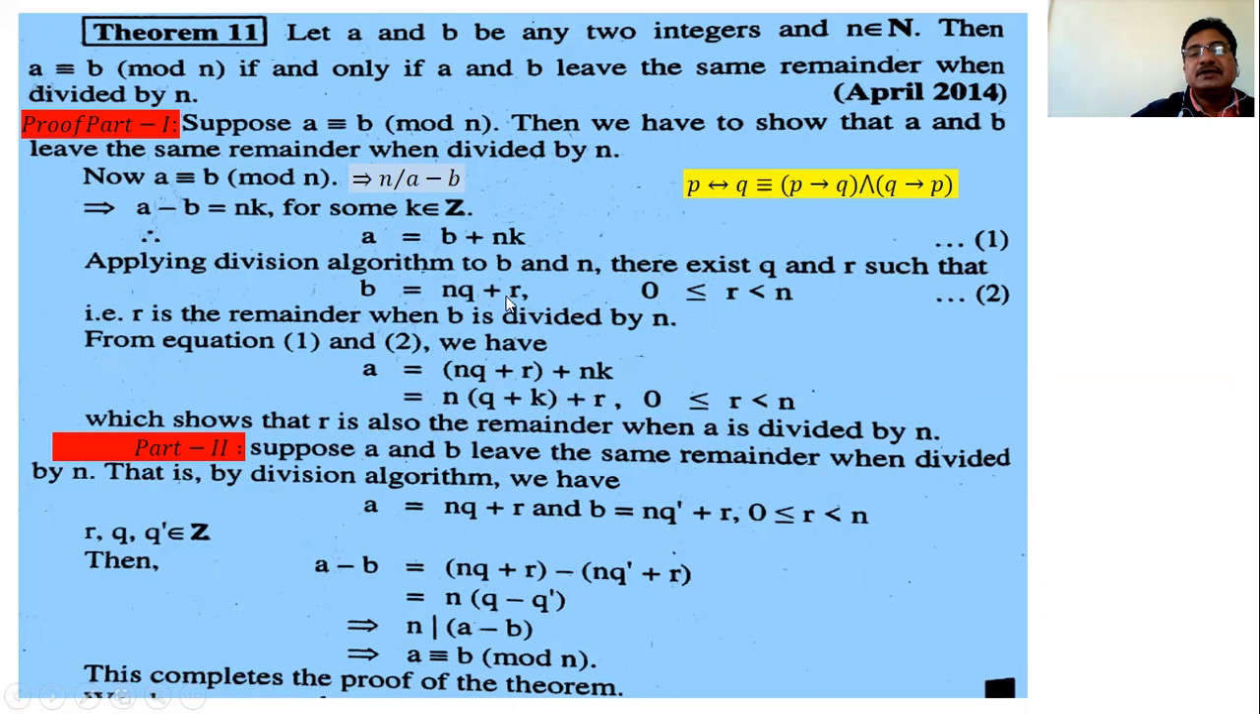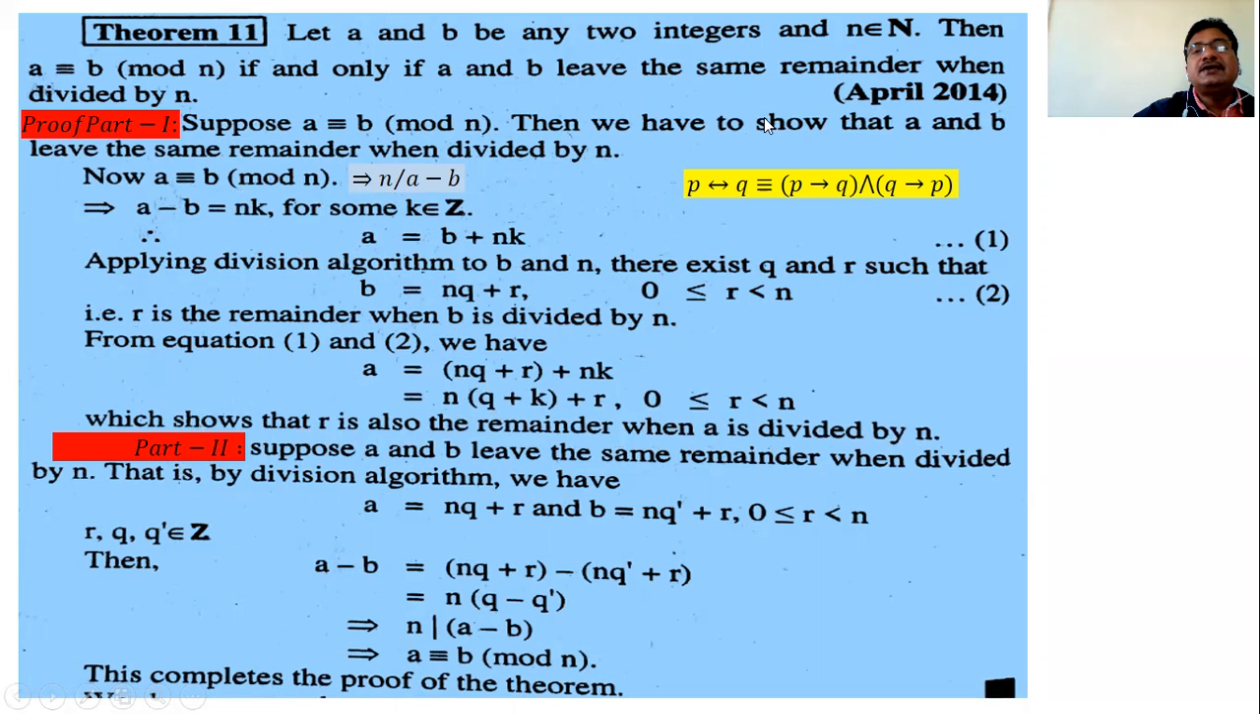So this equation implies R is the remainder when B is divided by n, and this equation implies R is the remainder when A is divided by n, and that means A and B leave the same remainder when divided by n. So this is the proof of part 1, that assume P and prove Q. What is our assumption in part 1? That A is congruent to B modulo n, and what we have to show? A and B leave the same remainder when divided by n. So we have R is the remainder when B is divided by n, and here we have R is the remainder when A is divided by n. That means A and B leave the same remainder when divided by n. This is part 1.